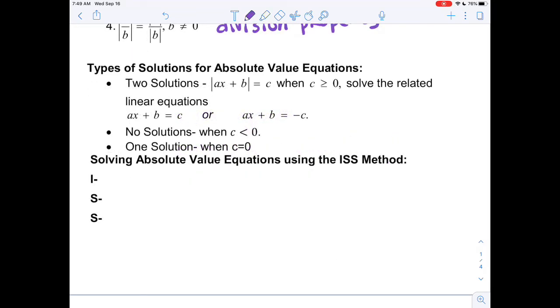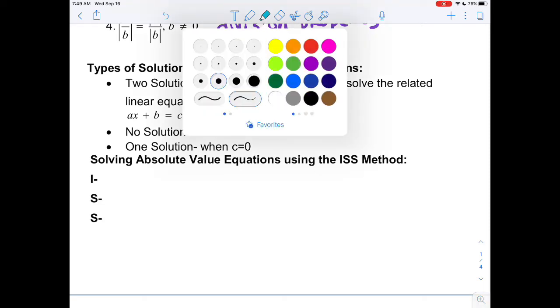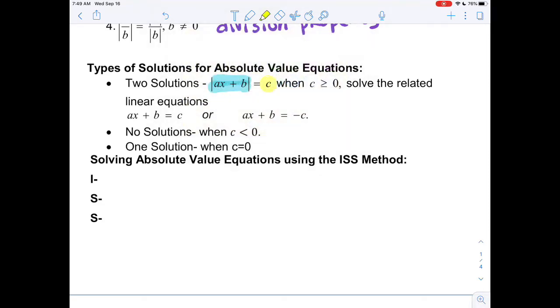We have 3 distinct types of solutions for absolute value equations. The first solution is that we would have 2 solutions, and that's usually the most common. So we're going to have a linear function inside absolute value bars, and it will be equal to a constant c. And remember that c is always going to be greater than 0, not negative. If c is negative, then we have a different type of solution or no solution.